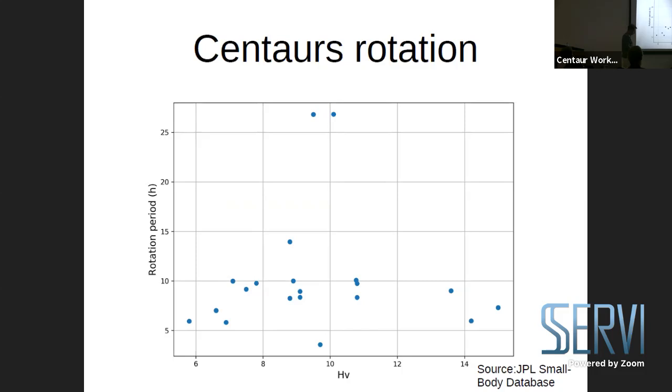So actually, this is the same plot that was shown in the morning, I think. The same plot is from JPL. Around 20 Centaurs with a known rotation period. And Chariklo actually is this one, and has rings. This is Chiron. It's also in the fast part. Maybe it has rings. That's why it's yellow.